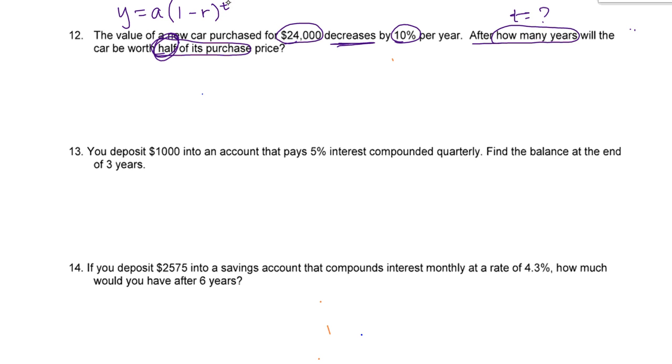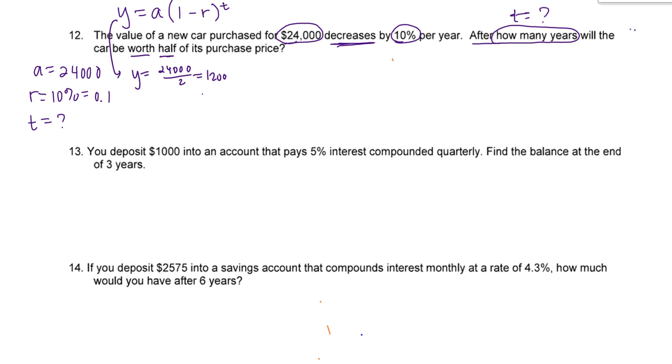Okay, we know A. We know R, 10%, which is actually 0.1, 0.10 if you want. I don't know T, but I do know half has something to do with this problem. So that word half right there is talking about the final amount, which is Y. So Y is going to equal half of 24,000. So 24,000 divided by 2 gives me 12,000.